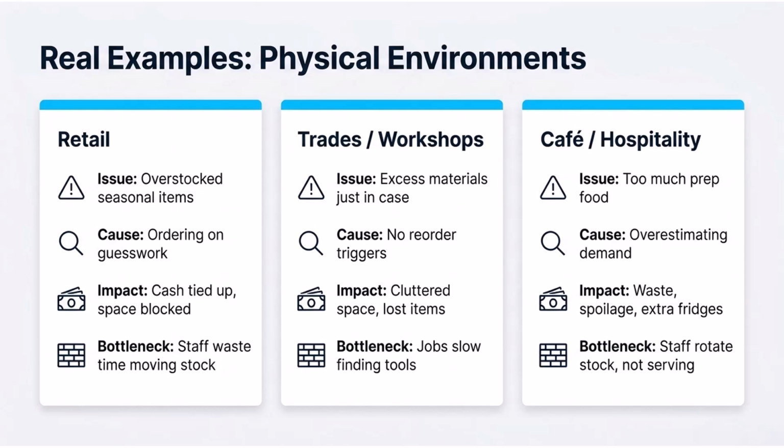And last one, in cafes and hospitality, the issue is too much food being prepped. The cause is overestimating the demand. The impact is waste, spoilage, and in some cases extra fridge capacity required just to hold all the excess. And the bottleneck is staff spending their time rotating stock rather than serving customers. So you can see here there's 3 different types of businesses, but it's the same underlying issue that we're seeing. You're ordering more than you need before you need it, causing someone to do something other than their actual job.